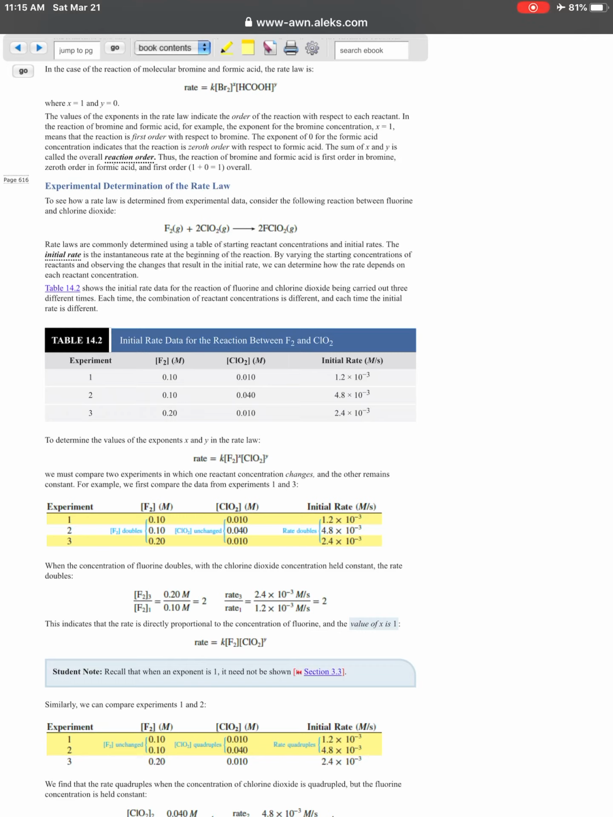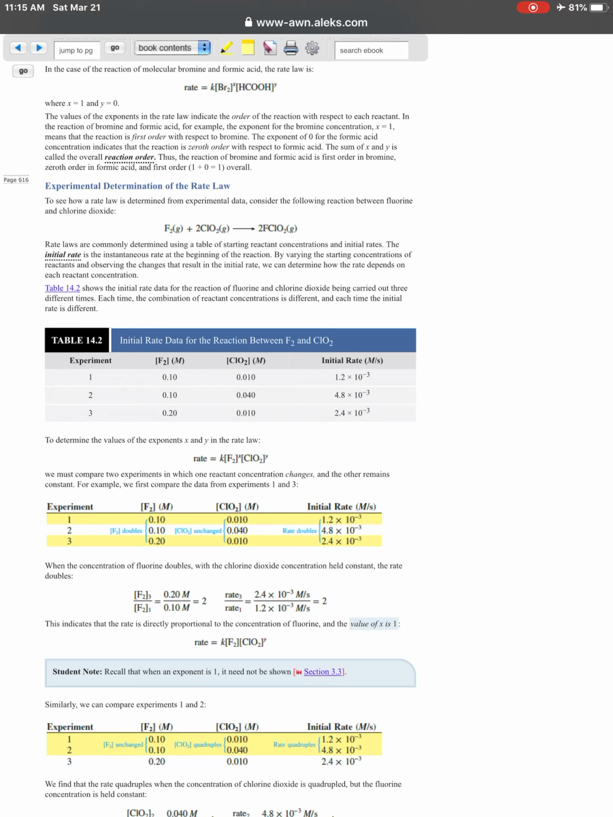Each time the combination of reactant concentrations is different, and each time the initial rate is different. So what we're doing here is we're doing multiple experiments to figure out how fast the reaction is at the beginning, at time equals 0. The initial rate would be called the instantaneous initial rate. We're going to vary concentrations of the reactants and see what happens.